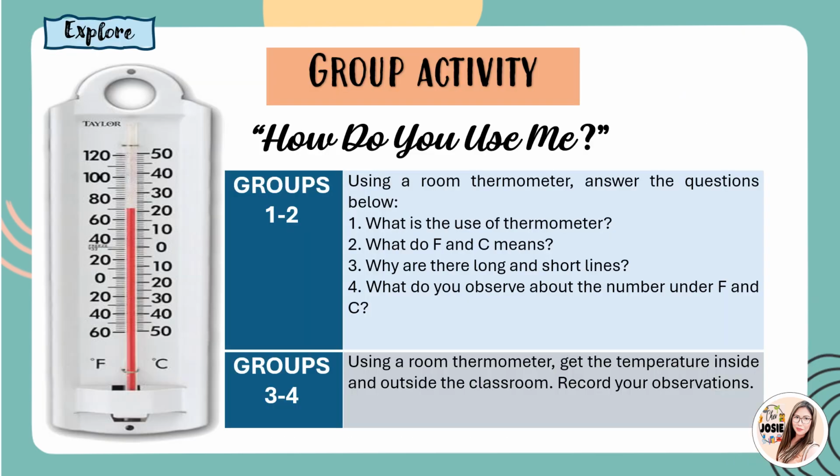Let's have a group activity. It is entitled, How Do You Use Me? I will group you into 4. For groups 1 and 2, using a room thermometer, please answer the questions below. First, what is the use of a thermometer? Second, what do F and C mean? Third, why are there long and short lines? And number 4, what do you observe about the numbers under F and C?